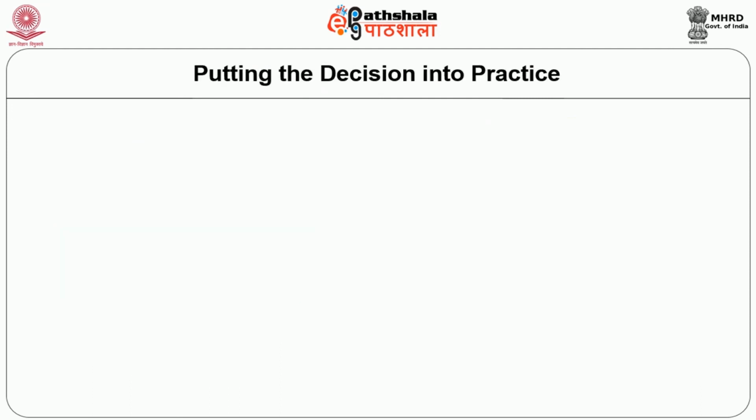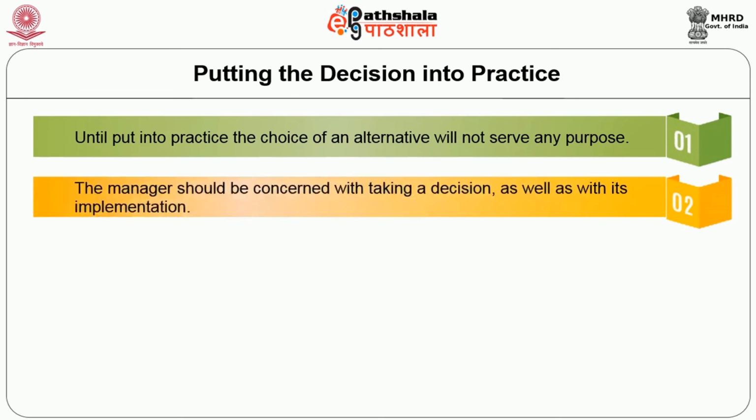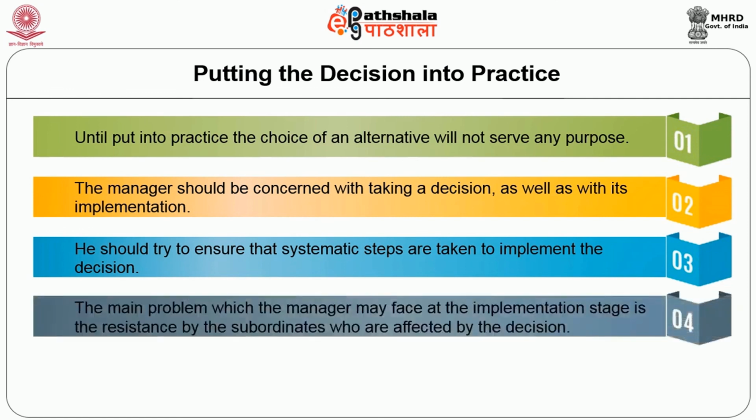The seventh stage of decision making is putting the decision into practice. Until you put into practice the choice of an alternative, it is not going to serve any purpose. The manager should be concerned with taking a decision as well as with the implementation. He should try to ensure that systematic steps are taken to implement the decision taken.